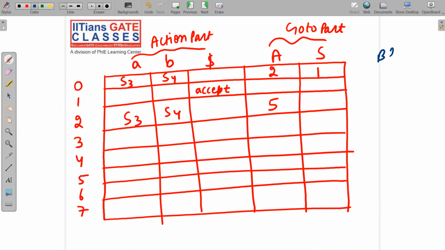Okay, as seen in LL1 parser also. So blank means error. Please do not consider that it is difficult and so on. It is very easy. Just focus here for 10-20 minutes. You will get each and everything. Okay. So on state number 2, capital A, yes, 5.